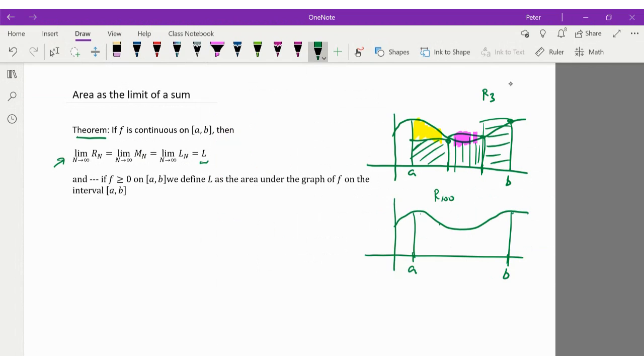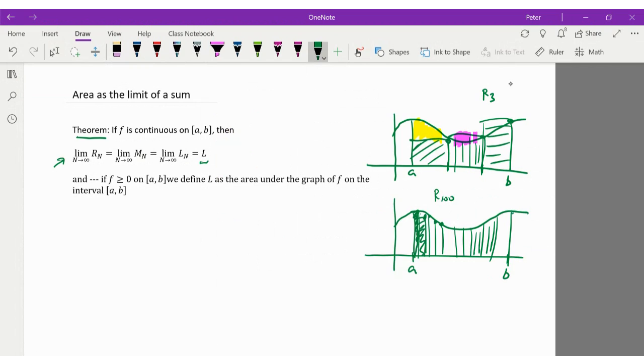So obviously I'm not going to draw in all 100 rectangles, but the point is that you can see that if I did this, I would get an even better approximation of the area, because each rectangle's height is going to be much closer to the small amount of vertical movement that's happening in a much shorter interval. So if R3 gives a good approximation, R100 gives a better approximation.